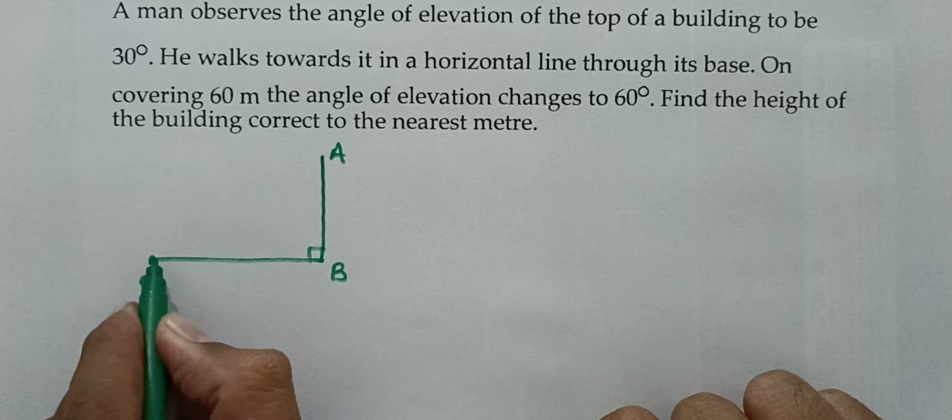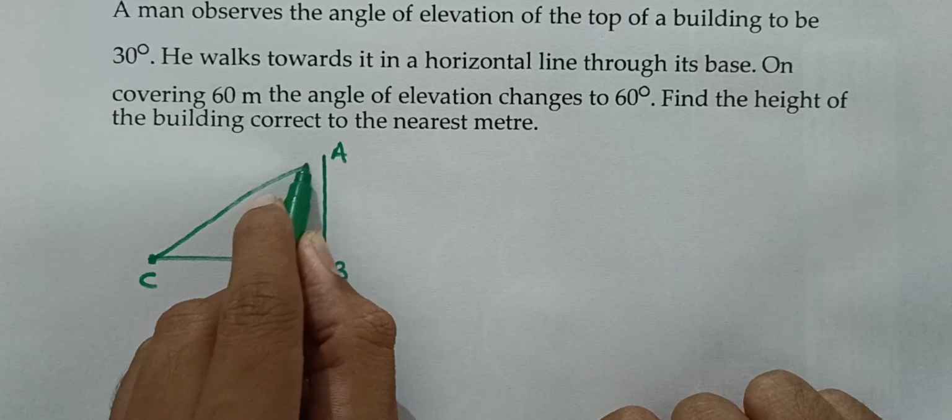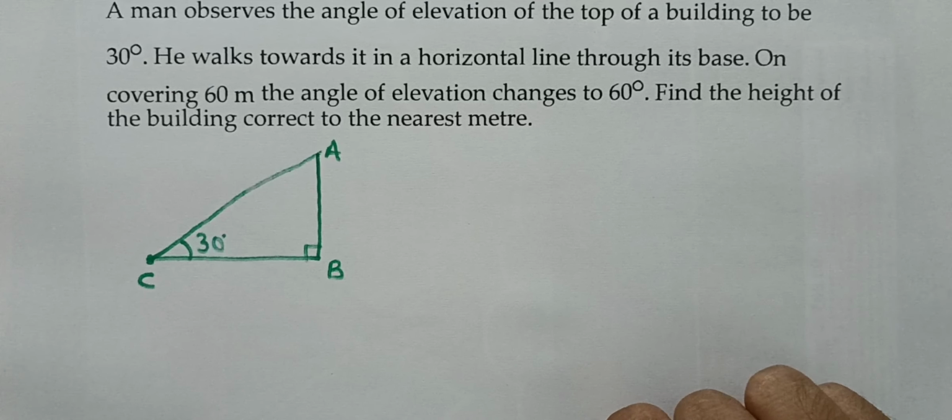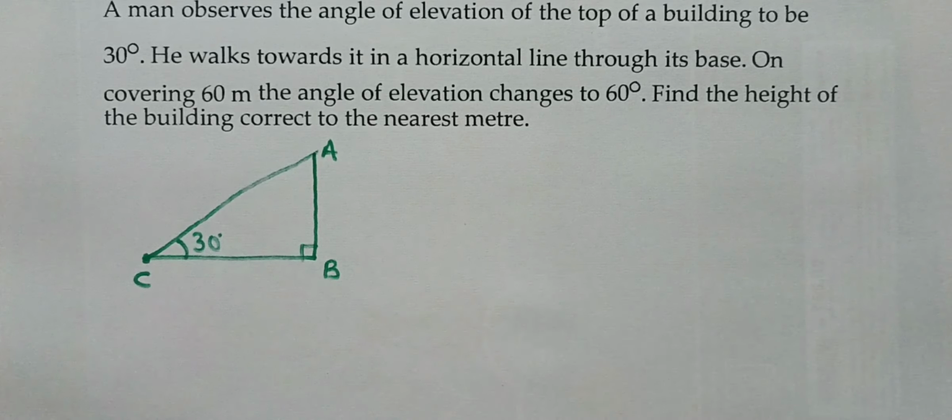Now, that first angle is 30 degrees, the man observes the top of the building. So this one is 30 degrees. Next, he walked towards it in a horizontal line through his base. That person is walking towards the building. It means now we have to think whether that angle is greater than 30 degrees or smaller.